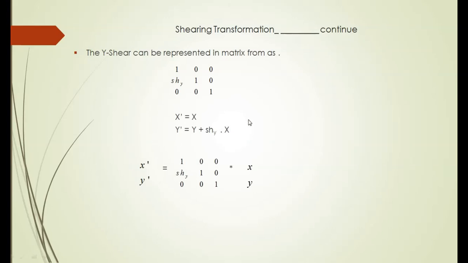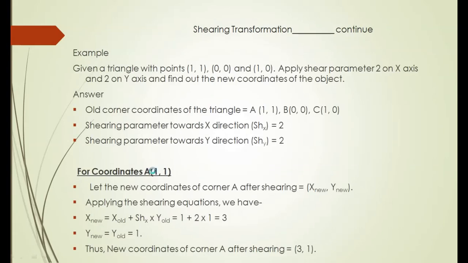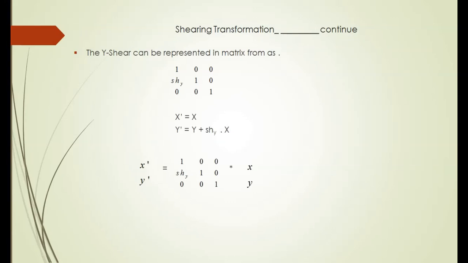So this equation is represented in matrix form, that is 1 0 0, SHY 1 0, 0 0 1 matrix is used here, to calculate the x dash and y dash values. x dash and y dash is equal to this matrix into our old coordinate, that is the x and y coordinate. We multiply this coordinate into the matrix and we get the x dash value and y dash value. Okay, this is our x shearing and y shearing.